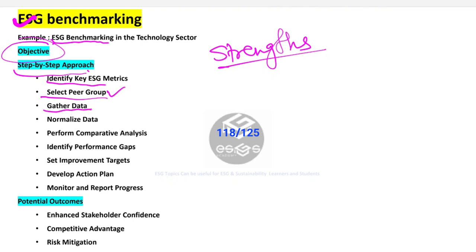Then next is gathering the data. We need to collect ESG performance data from company XYZ and its identified peers. So sources of data may include the ESG reports of those companies, or we can say sustainability reports, annual reports, corporate websites and third-party databases. Then normalize the data. We need to normalize ESG data to ensure comparability across the companies, adjusting for differences in company size, industry nuances and geographic factors that may impact performance metrics.